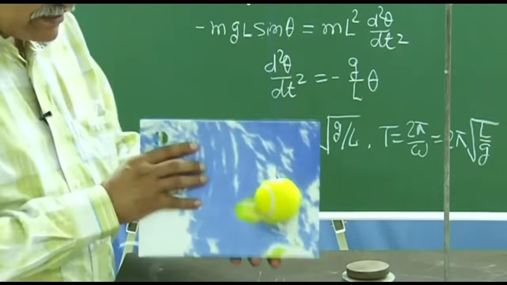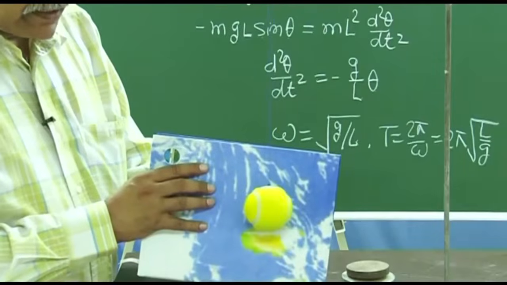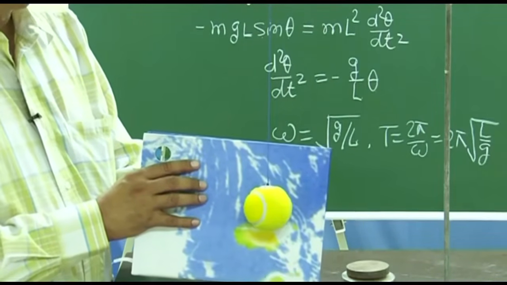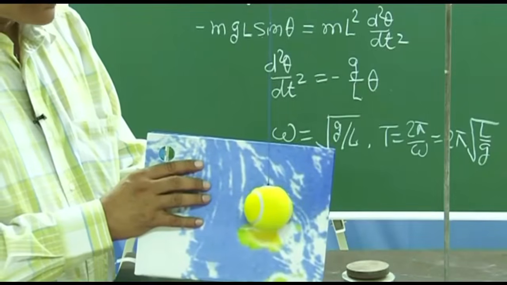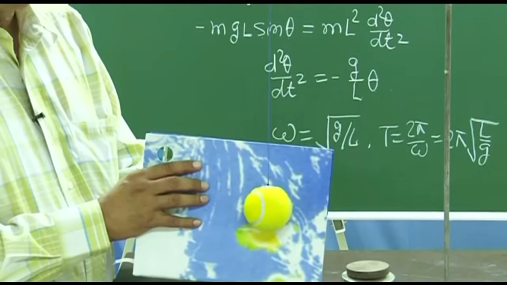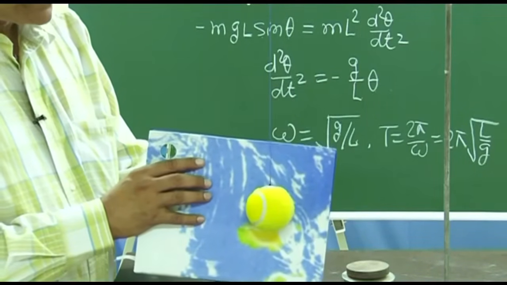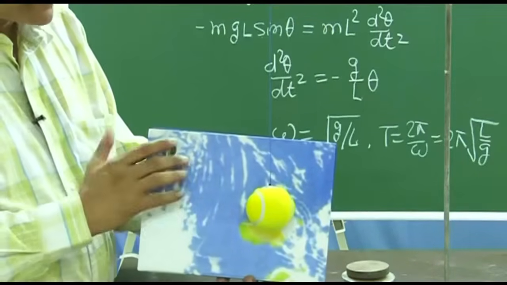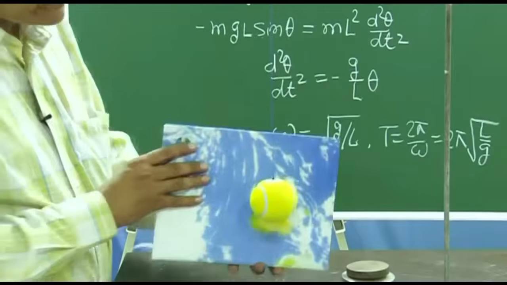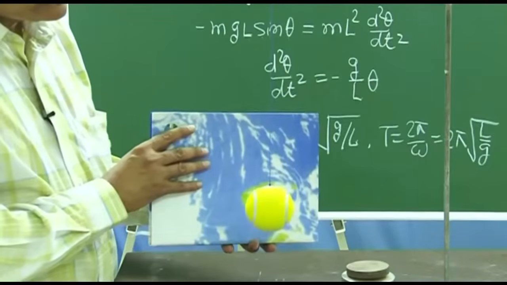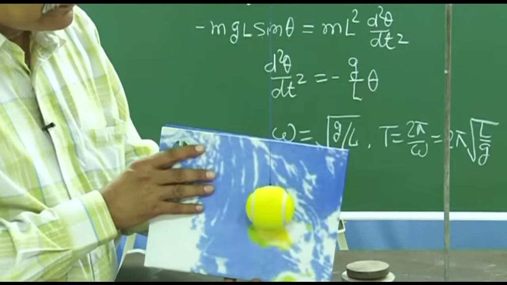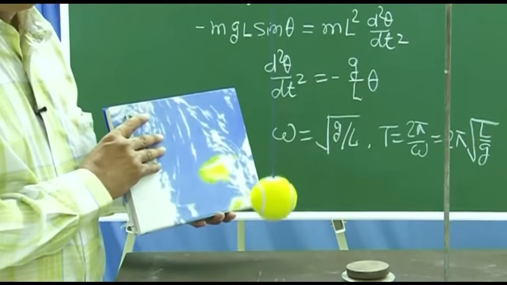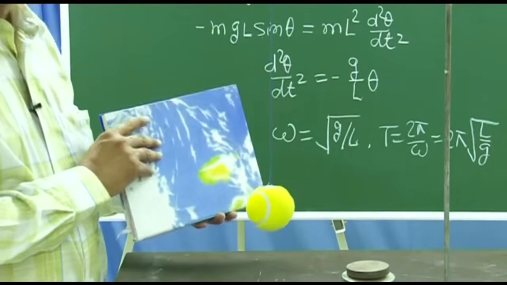So the idea is that when we release it, it should have V equal to 0, theta equal to the amplitude, and then it should start with V equal to 0. And for that you don't have to apply any force on this, so gently remove this so that this contact is broken. And it goes in a much smoother path.